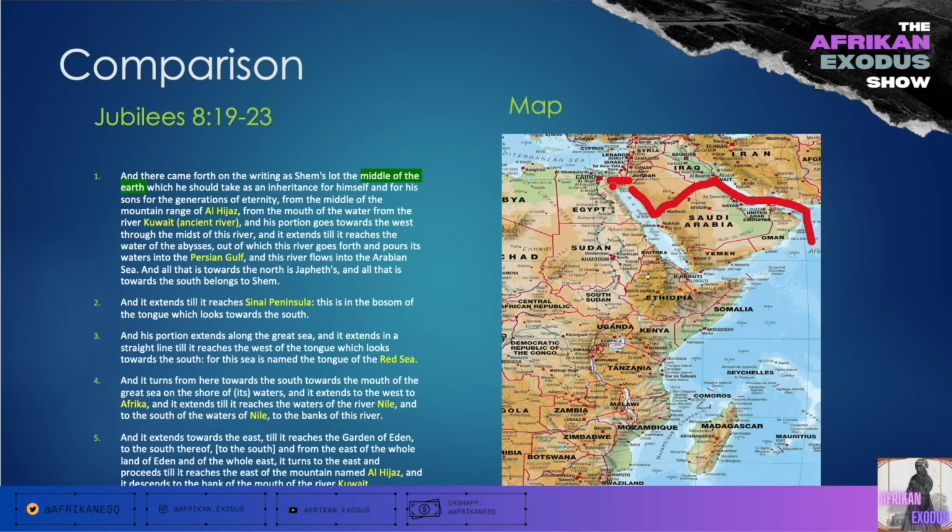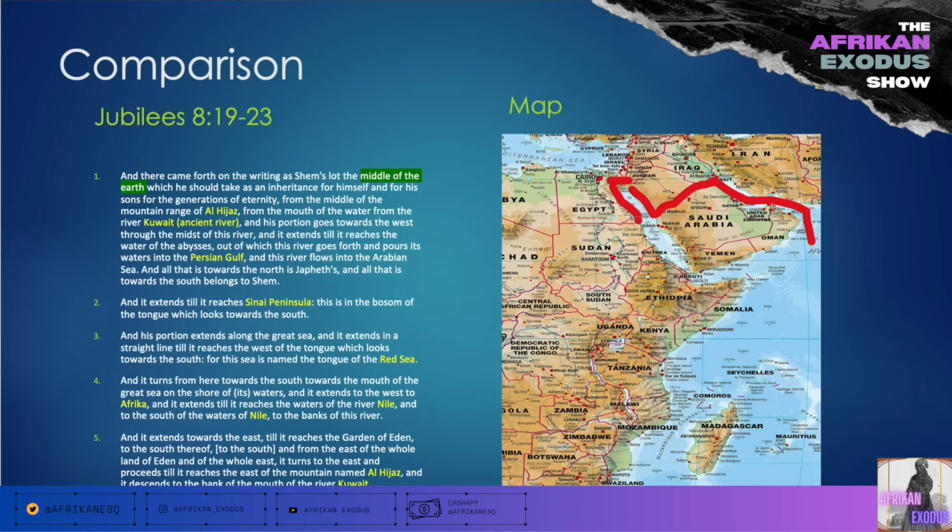And its portion extends along the Great Sea, and it extends in a straight line till it reaches the west of the tongue which looks towards the south. For this sea is named the tongue of the Red Sea.